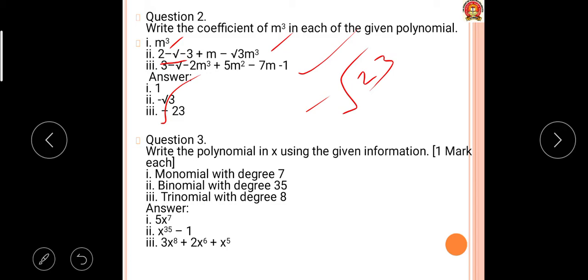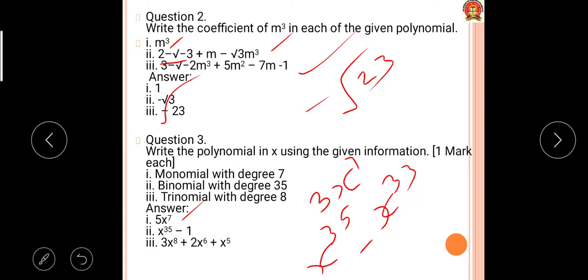Monomial with degree 7. Just one term. Degree is 7, so you can write 3x raised to the power 7. Binomial with degree 35. Binomial means two terms. So x raised to the power 35 minus x raised to the power 33.